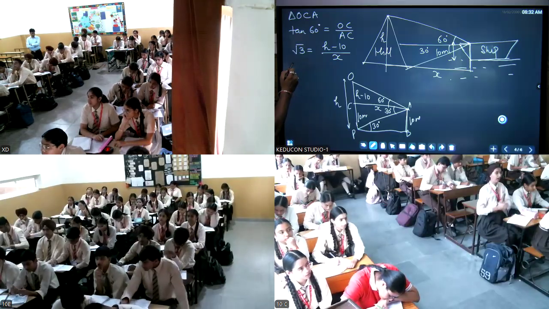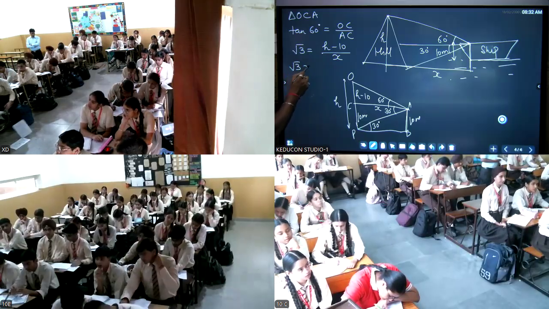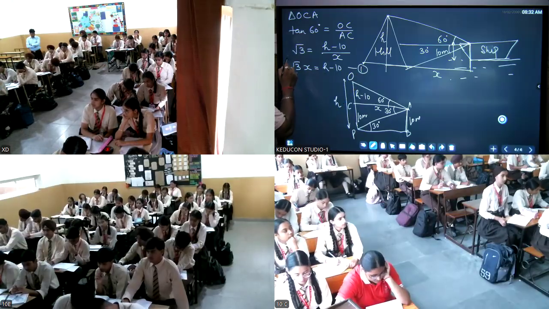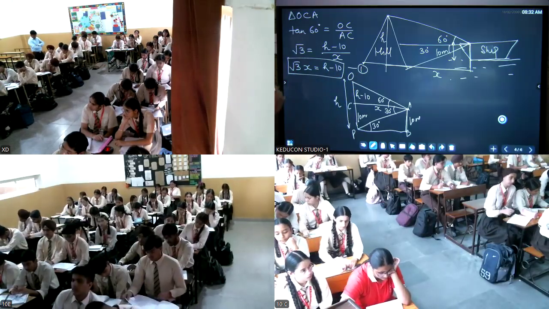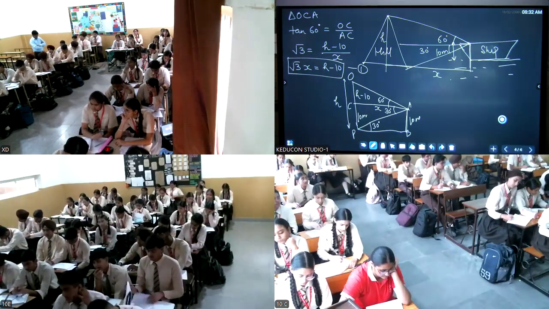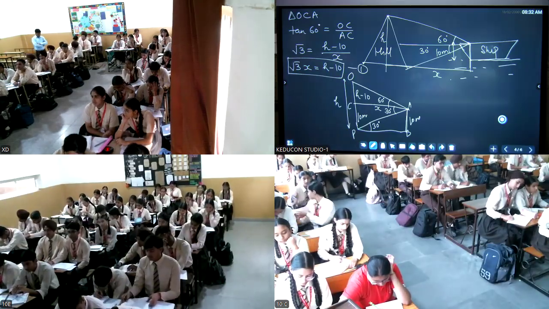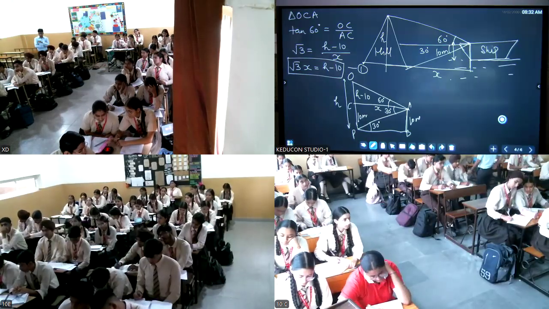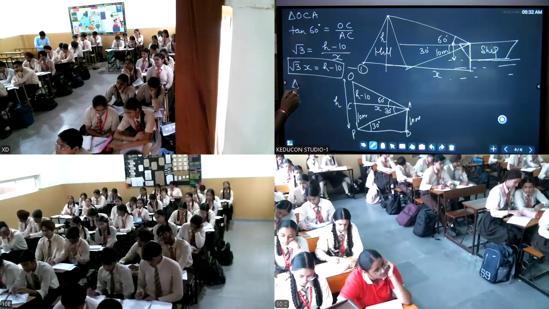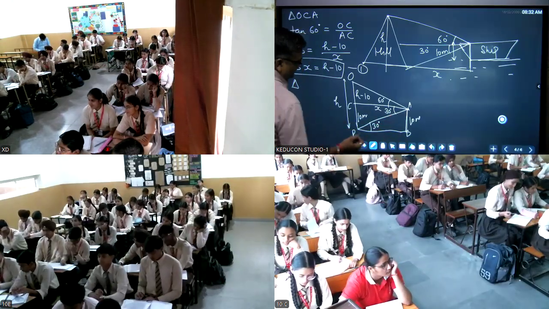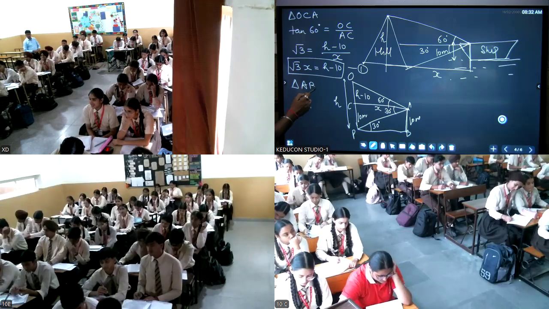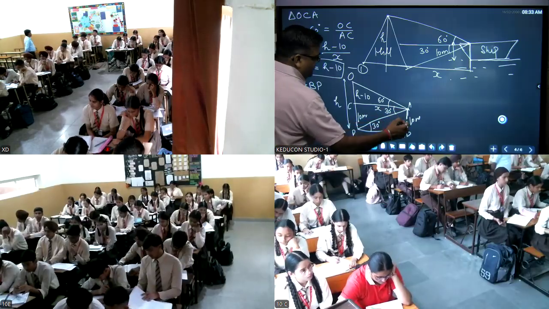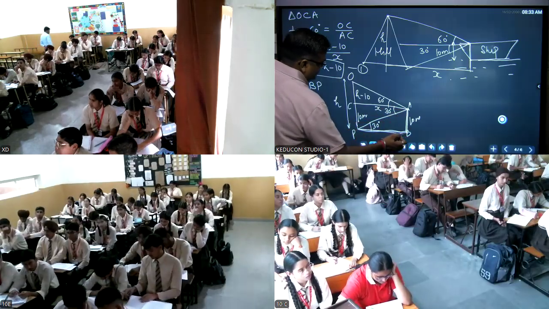From here, what is the value of x? Root 3 x equal to h minus 10. So let's say this is the first equation. इसको मैं highlight कर रहा हूँ बच्चे. Is it clear? Any doubt? Any doubt, students? This is our first equation. Now comes to the triangle ABP and apply the concept of tan, because here height is also given and base is x, right?